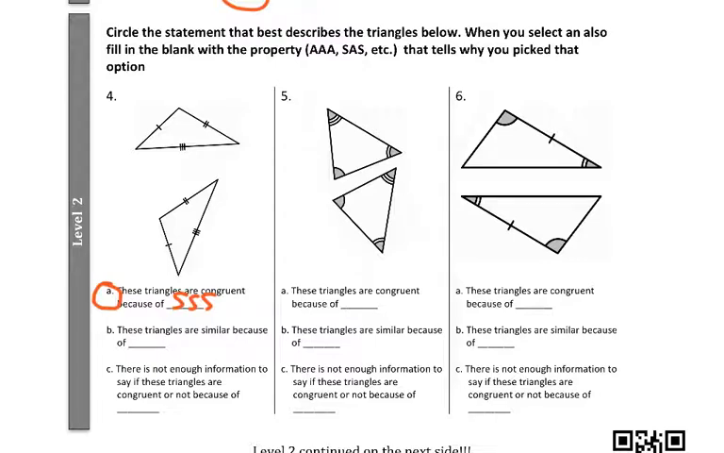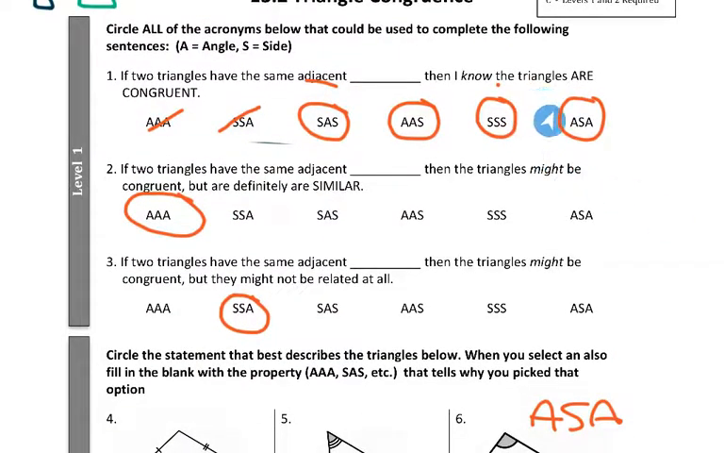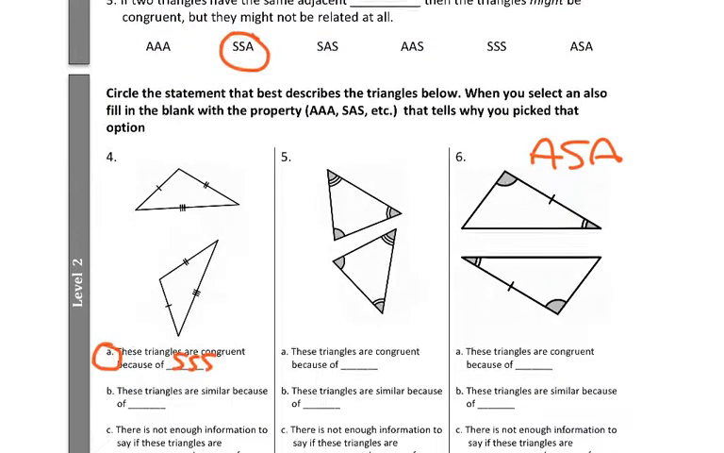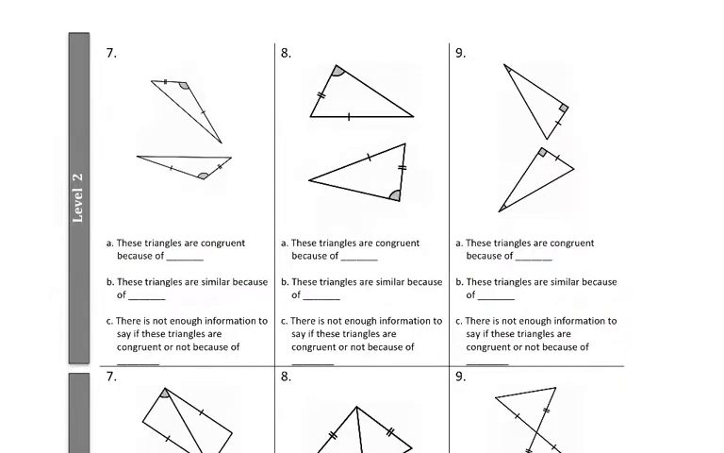Why don't we skip over to number 6? So it looks here like I have an angle, and then next to that angle I have a side, and then next to that side I have an angle. So I have an angle, a side, and an angle that are congruent between these two triangles. Looking up at my list, we know that these triangles are congruent. So this answer is A. These triangles are congruent because of angle, side, angle. Alright, let's go to the next page.